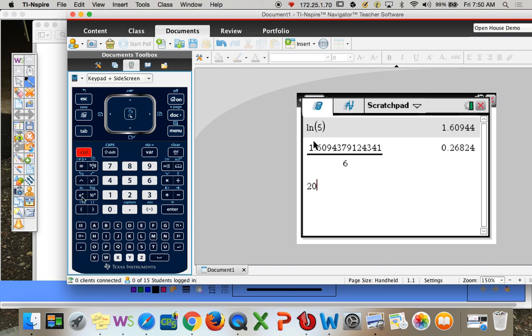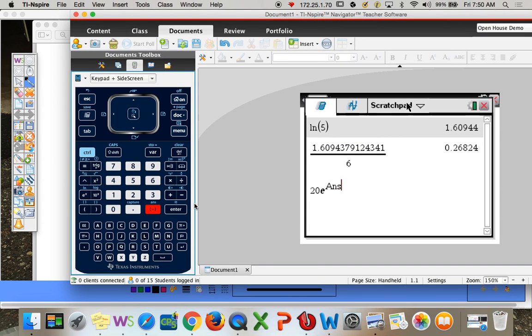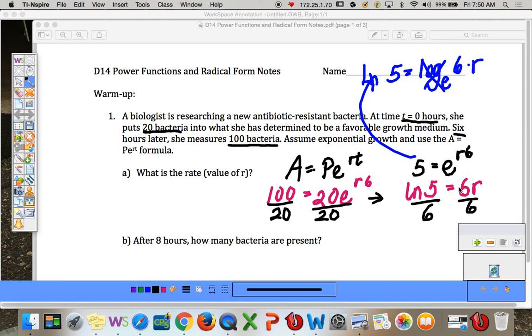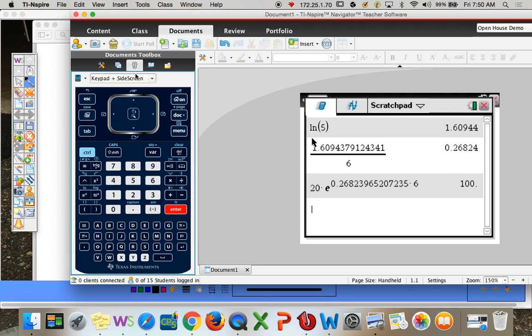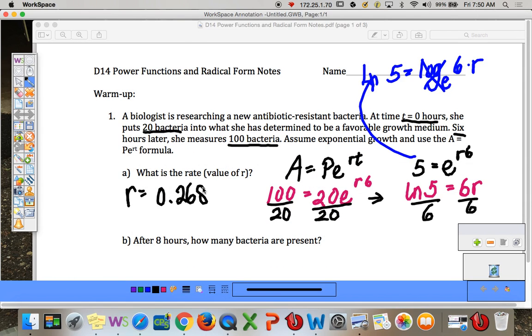So 20e, oops, not natural log, and to the rate. Instead of typing in the whole rate, I'm going to use my answer key to get that whole decimal in there, and then times 6. And we get 100, so we can check our answer. So here, the growth rate's 26%, so r is 0.26 if I round, 0.26824.